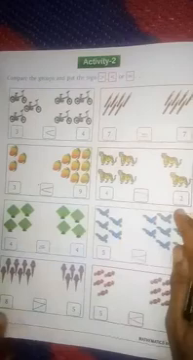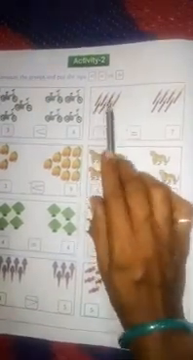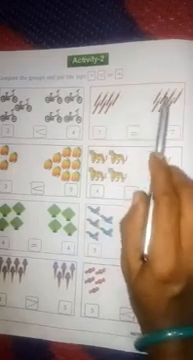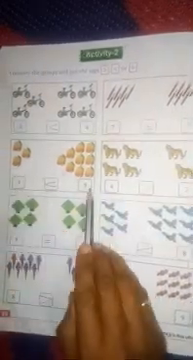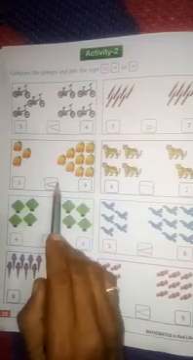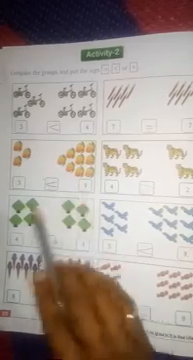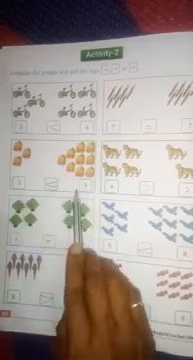Yes. Now you understand? Then here see, equal. 1, 2, 3, 4, 5, 6, 7. 1, 2, 3, 4, 5, 6, 7. 7, 7. We will make the equal sign. Alright. Now, here 3 mangoes, here 9 mangoes. Which is greater? 9. That's why we will open its mouth like this. Means 3 is smaller than 9.